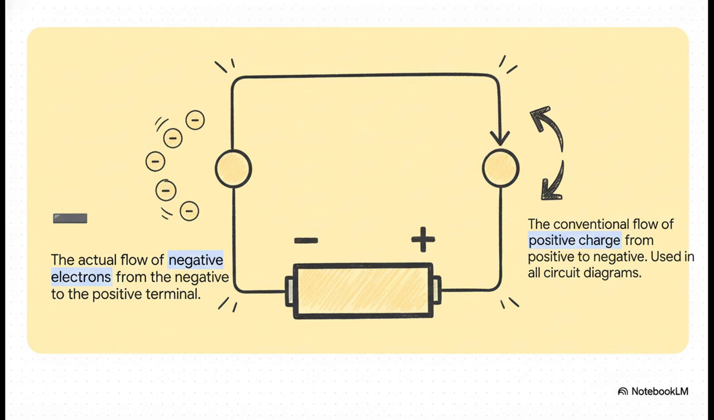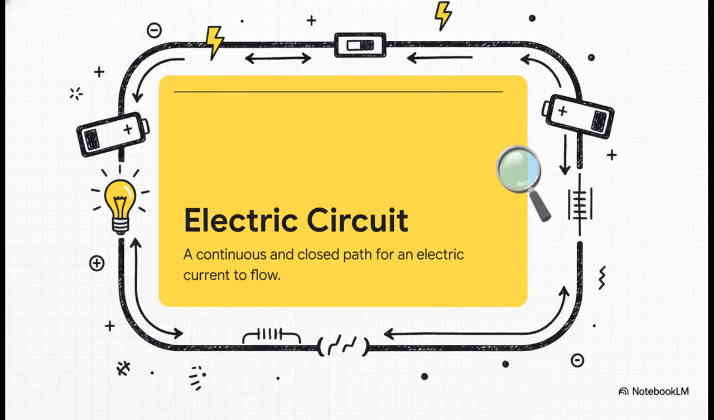So, just remember this. Now, for this current to flow, it needs a proper path. This path must be continuous and closed, like an unbroken loop. We call this complete path an electric circuit. If there is a break anywhere, the current stops flowing.